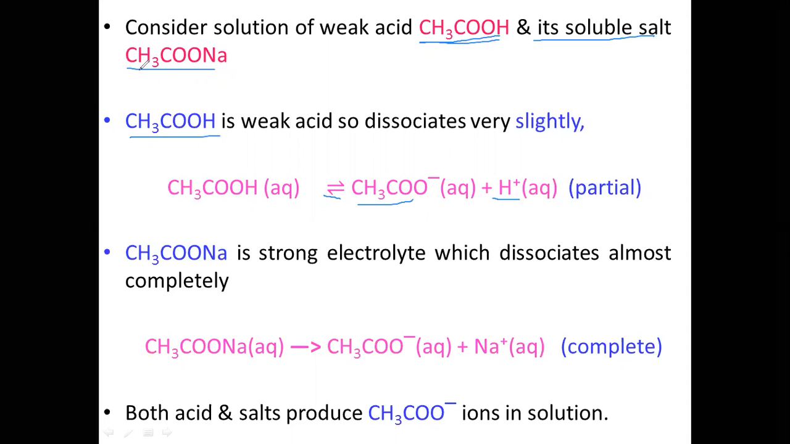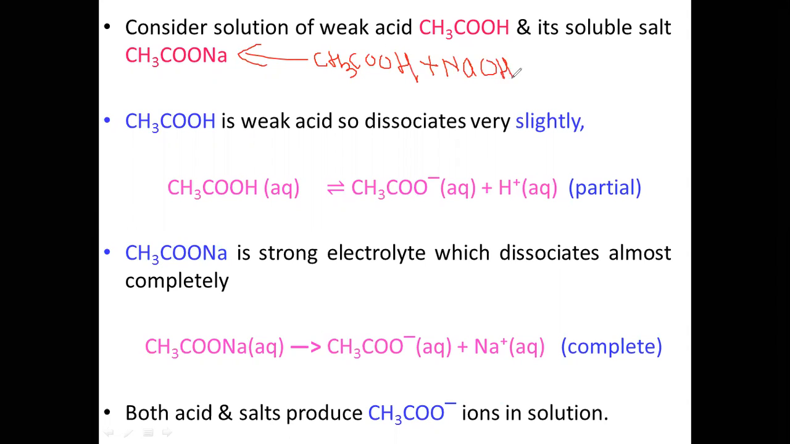Another component is its salt, sodium acetate. Now this sodium acetate is a strong electrolyte because ये कैसे तैयार हुआ है? Acetic acid reacts with sodium hydroxide, and one of the components is strong: acetic acid is weak, no doubt, but sodium hydroxide is strong. So one of the component अगर strong है तो उससे बनने वाले component को as a strong electrolyte consider किया जाता है. Correct? So this sodium acetate is a strong electrolyte, and as we know, a strong electrolyte dissociates almost completely.